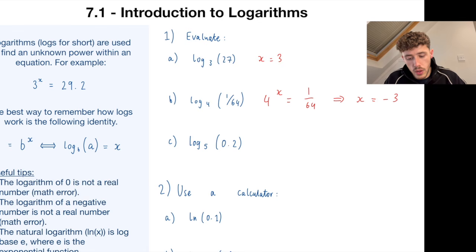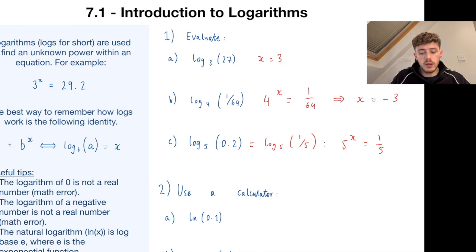Likewise with this one, we can actually write this one as log base 5 of 1 over 5, and that is the same as saying 5 to the power of x equals 1/5, and using a similar argument to 1b, we can say that x equals minus 1, because again that negative gives the fraction, and 5 to the power of 1 is 5.